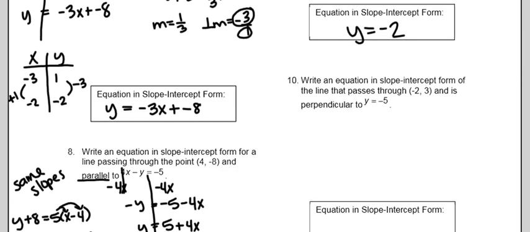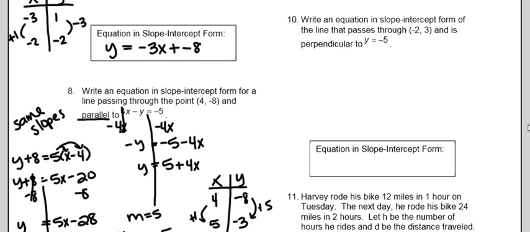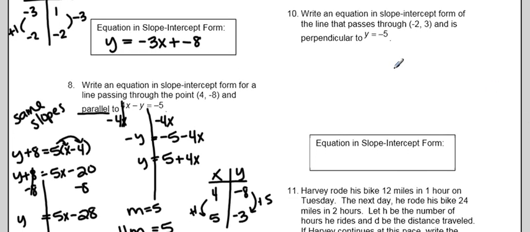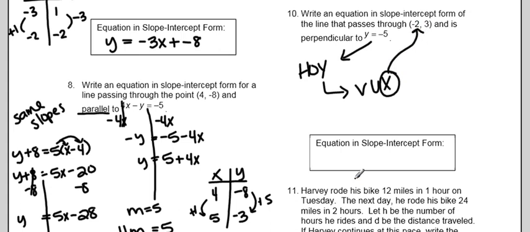Write an equation in slope-intercept form for a line that passes through negative 2, 3, and it's perpendicular to y equals negative 5. Alright, we have one variable again, so we're using HOY again. But we're perpendicular, so we don't stay in HOY. Instead, we switch to x, which tells us to use the x variable. Well, in my point, my x equals negative 2, so that's my equation.